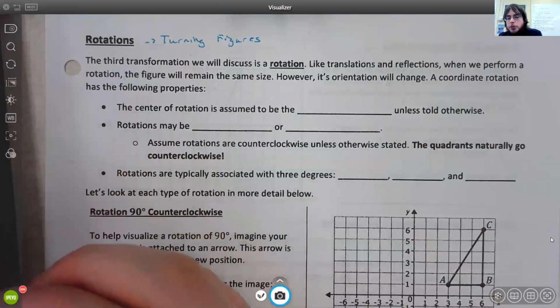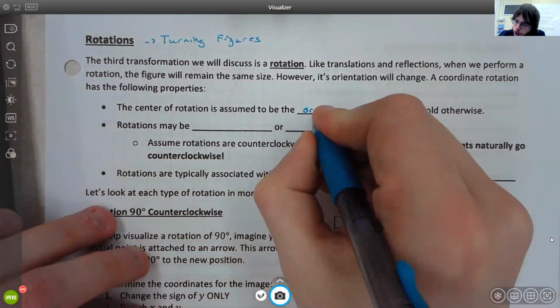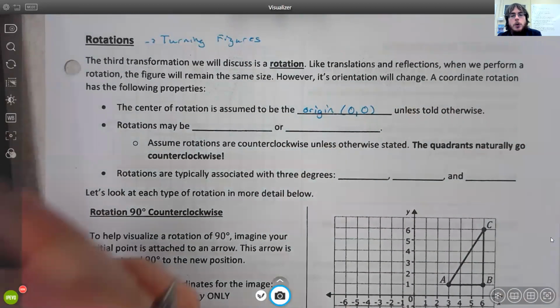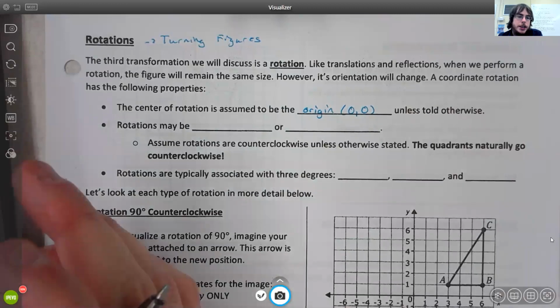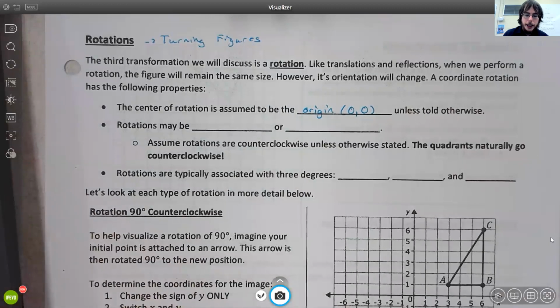Okay. Now, in the coordinate plane, we tend to only rotate about points. And specifically, the center of rotation is almost always assumed to be the origin, which of course is located at 0, 0, unless told otherwise. So if the problem says to rotate at a different point, then it will tell you. But for the purposes of this class, it will typically only talk about the origin point. Okay, it's very rare that it actually talks about any other point than the origin.